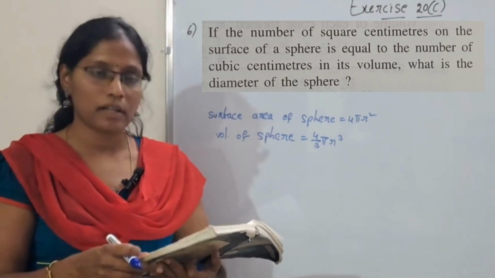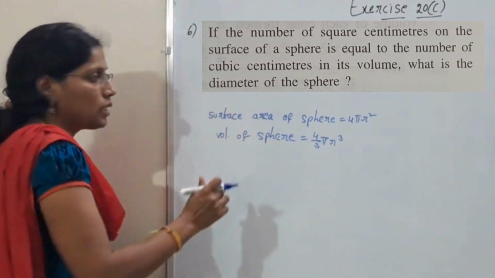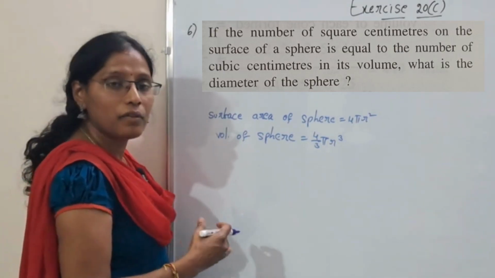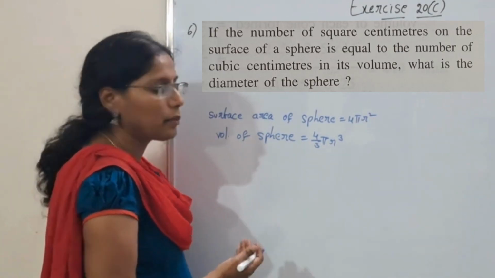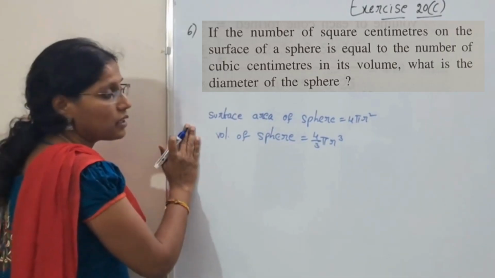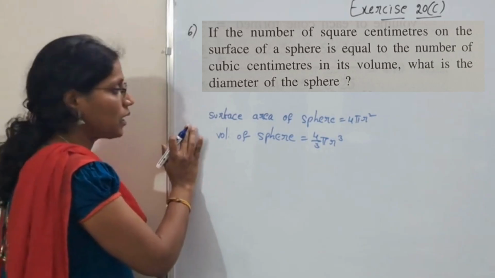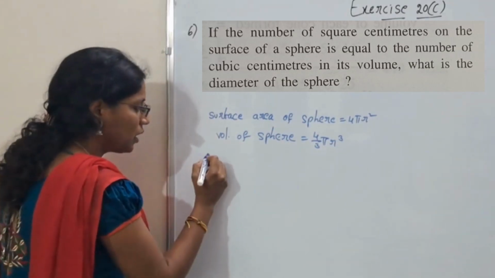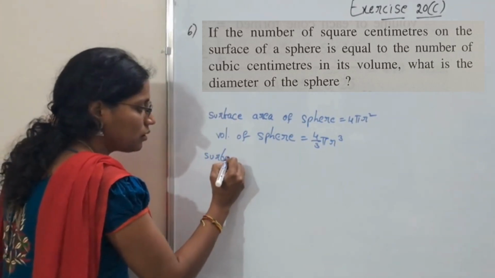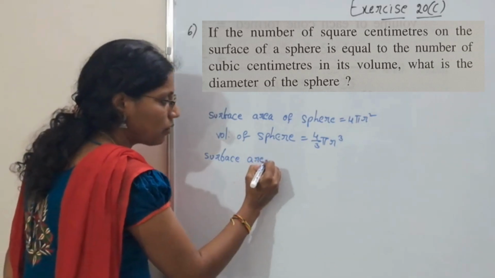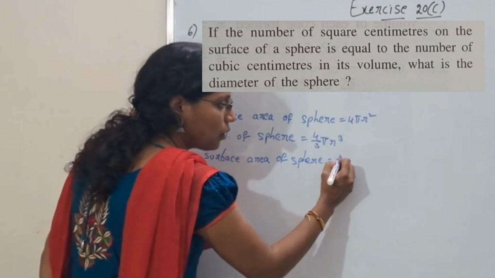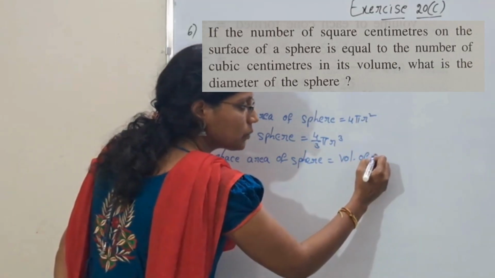What is the diameter of the sphere? Sphere diameter we have to find out. First we have to find the radius. Afterwards, double of the radius means diameter. Here what is the condition they have given? Surface area of the sphere is equal to volume of the sphere.